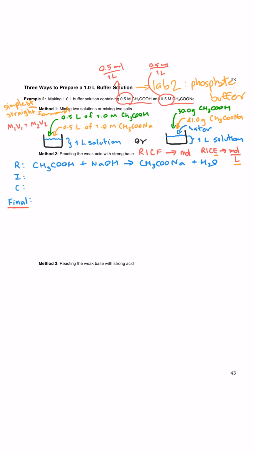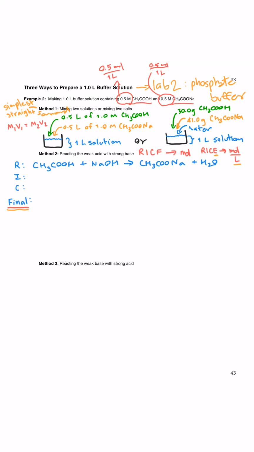But F doesn't contain any liter, so that's why you get rid of that liter, so it's just going to be just mole. And again, the reason why we are using RICF is because this is a neutralization reaction. Everything reacts with mole to mole ratio, and at the end, it will not be at equilibrium.